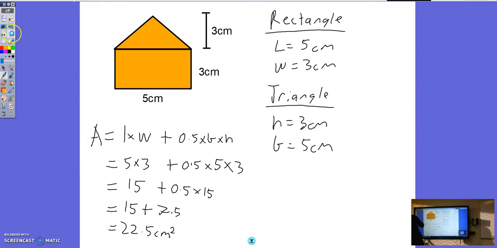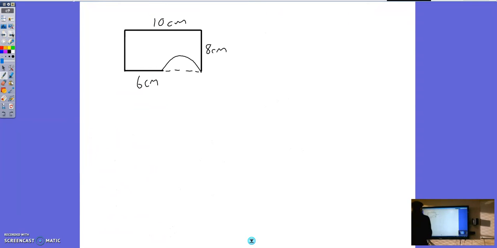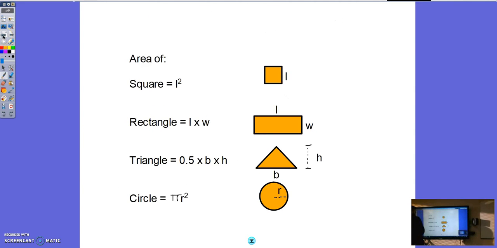For the next question, we have a rectangle where half the circle has been cut out. Okay? So we're going to have a subtraction somewhere in our formula. The first step, as always, okay, check to see if we have the correct measurements we need to find the area of the relevant shapes. So we have a rectangle and a half circle. To find the area of a rectangle, we need length times width.